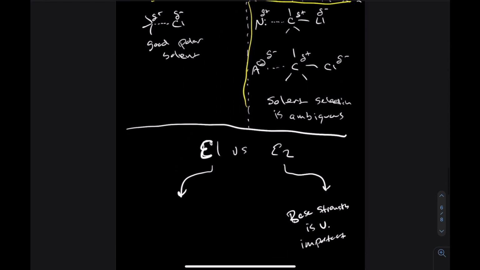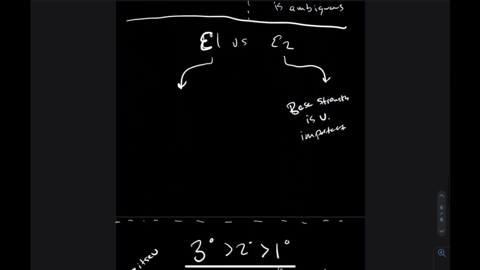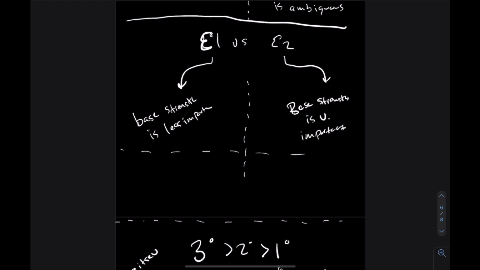In SN1 reactions, your bases are less important, because the first step is carbocation formation. That deprotonation is actually extremely easy, so essentially base strength is less important. All right, so that is essentially your requirement. You're not going to have an E2 elimination with a weak base.